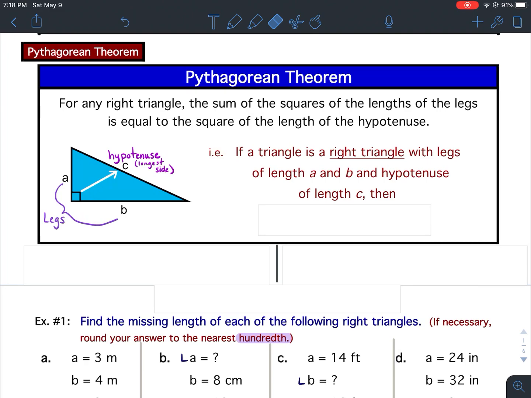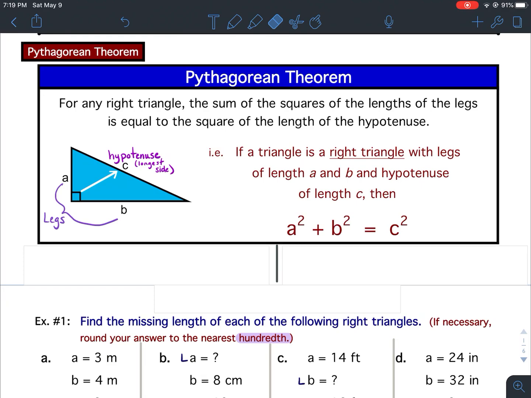So what it's saying is, if you have a triangle and the triangle is a right triangle, and the right triangle has legs of A and B, the legs are the two sides that make the right angle. And then the hypotenuse has a length of C. The hypotenuse is the longest side. The right angle points to the hypotenuse. So if you've got legs with lengths A and B and hypotenuse with the length of C, then A squared plus B squared equals C squared.